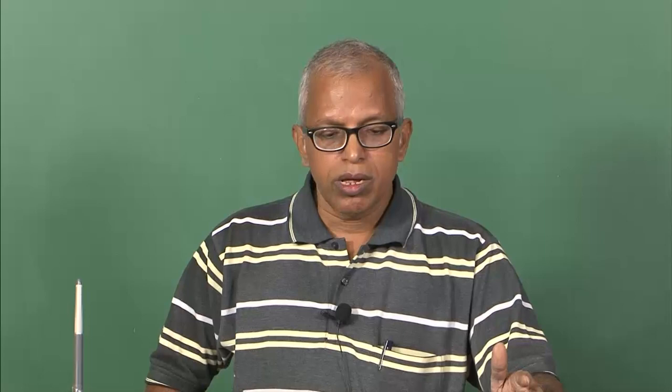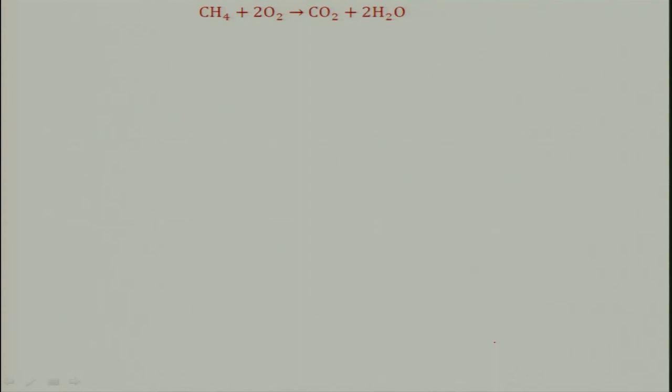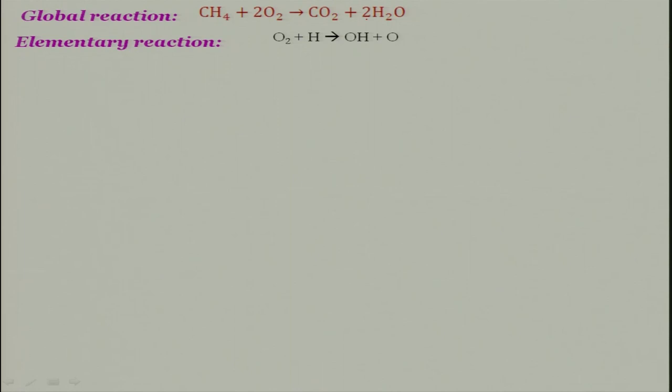So, let us look at now, let us say 1 mole of methane is reacting with 2 moles of oxygen, going to 1 mole of carbon dioxide and 2 moles of water. Let us consider another reaction, oxygen reacting with H going to OH plus O. Now, if you look at these reactions, the first reaction, methane and oxygen, what do we call? We call it a global reaction. And O2 reacting with H going to OH plus O, this we call an elementary reaction. Why we call it a global reaction and why an elementary reaction, we will see.